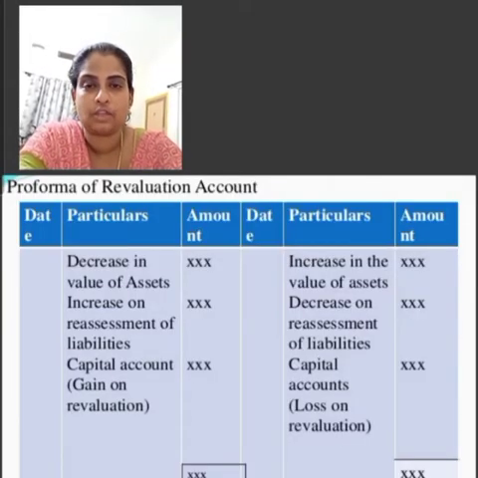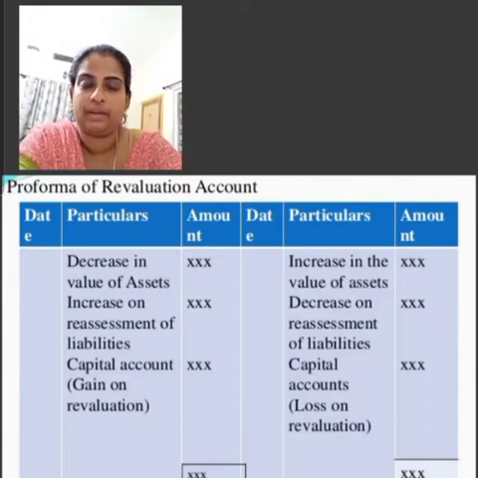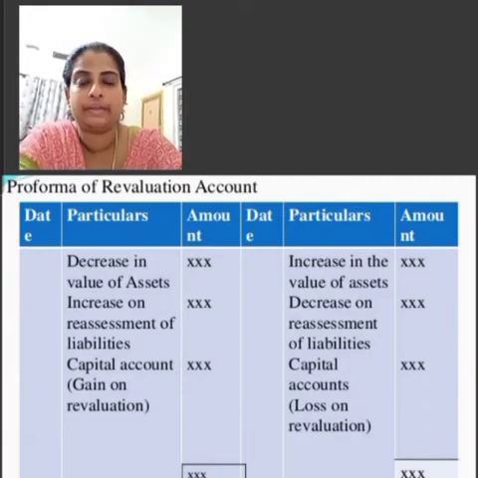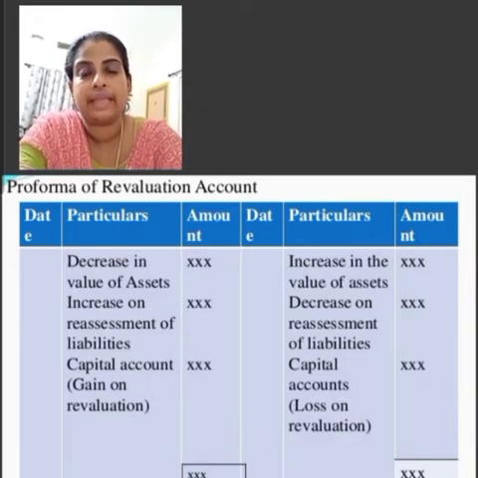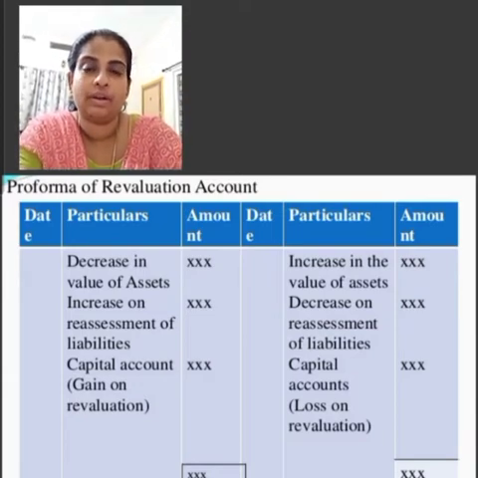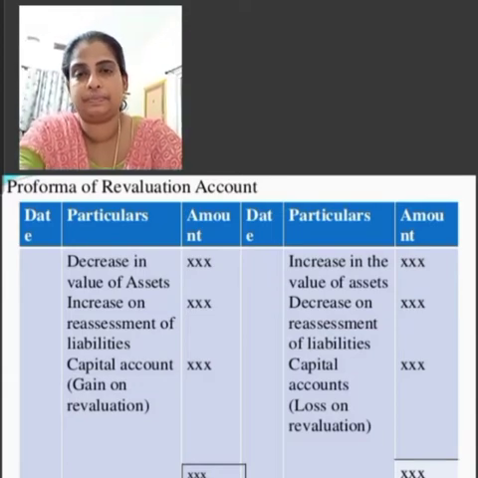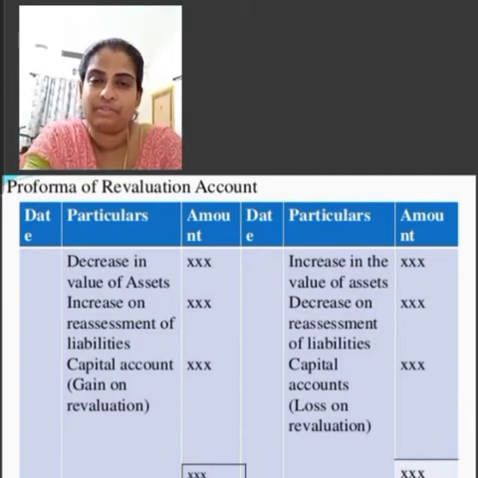Revaluation account is a nominal account. It is prepared when a new partner is admitted into the partnership firm, or an existing partner retires from the partnership firm, or in the case of death of a partner. This is the format or pro forma of revaluation account.